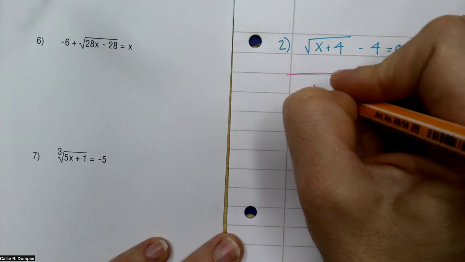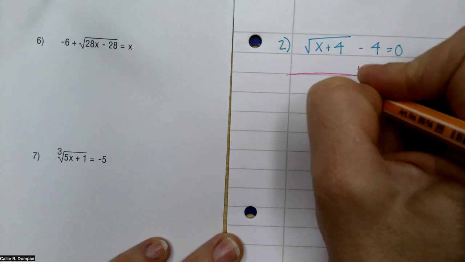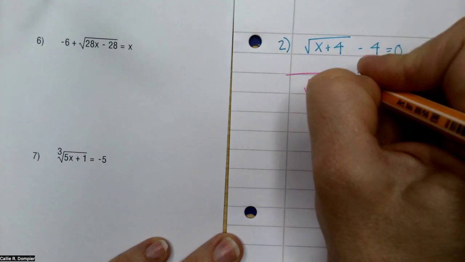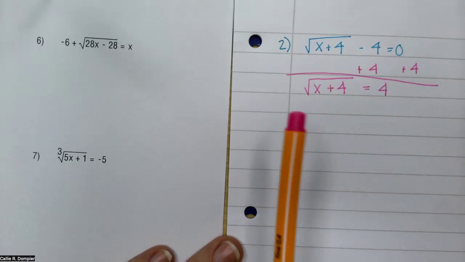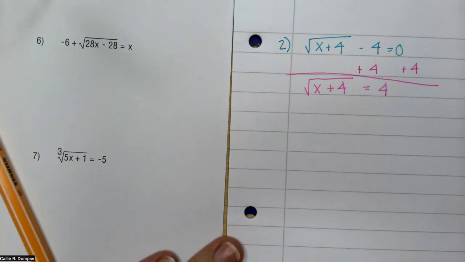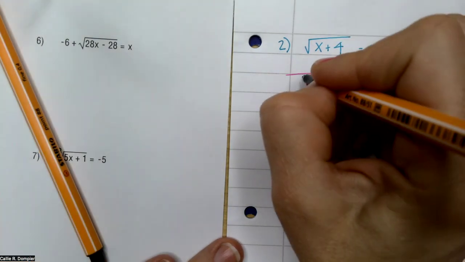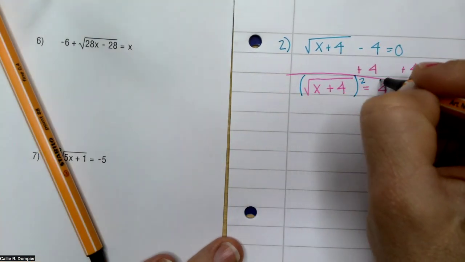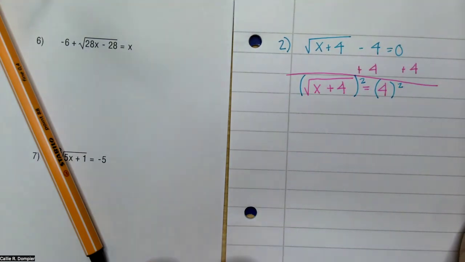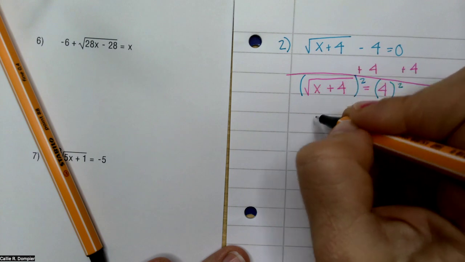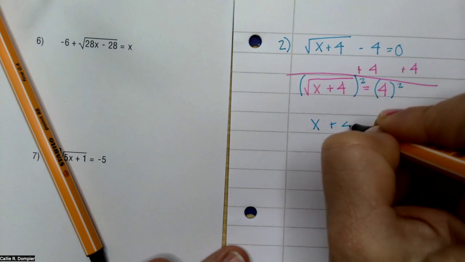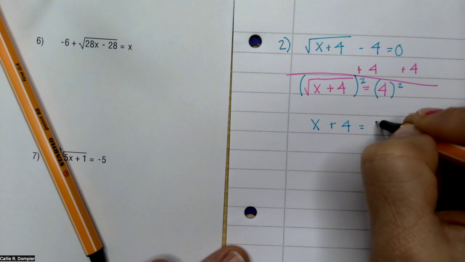And I get the square root of x plus 4 equals 0 plus 4, which is 4. Good. Now that I have this alone, I'm going to square this side. Anything I do to that side, I do to this side to maintain equality. That squared cancels that square root, and I have x plus 4 equals 4 squared, which is 16.